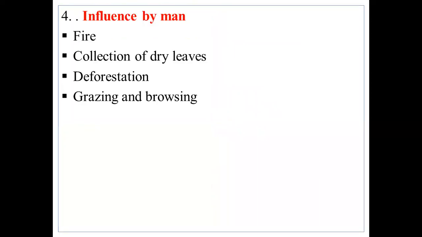Yeah. Next, fourth is actually the influence by the human being. Okay. In the influence by the human being, there is mainly the fire, especially the intentional fire, and collection of the dry leaves, litter, and whatever we are collecting, as well as the deforestation, and this also includes the grazing and browsing by some of the animals. Okay. So these are all actually under your influence by the human activities. Okay, they're not going to ask you this in detail and everything. It also includes the shifting cultivation, lopping, and everything. Okay, so that's the one thing you need to remember.